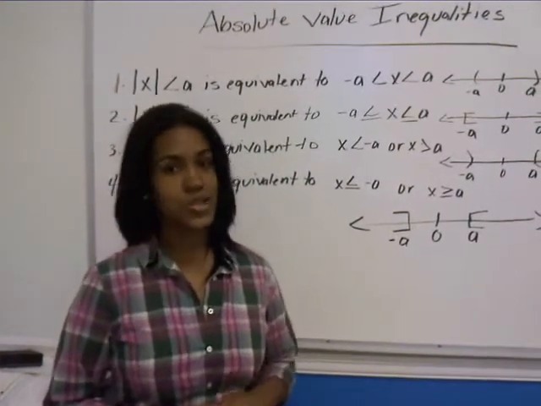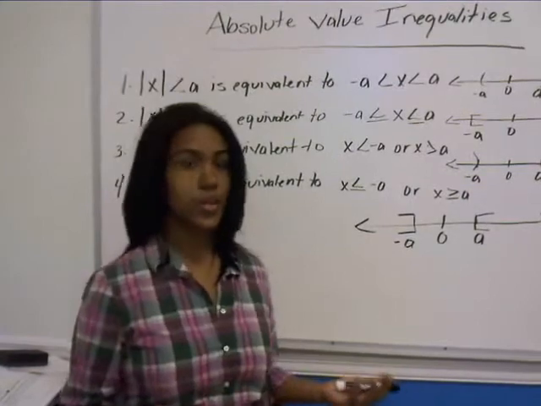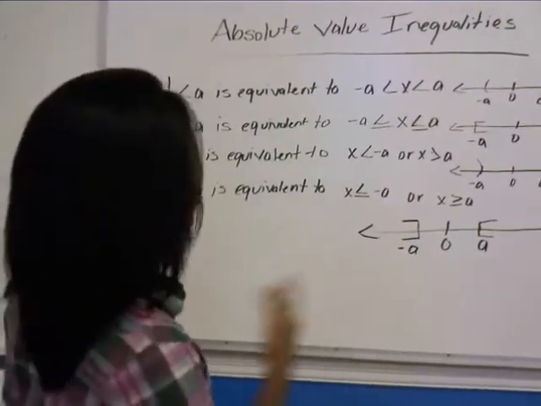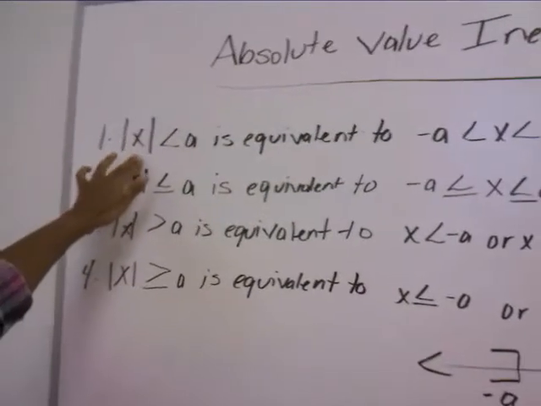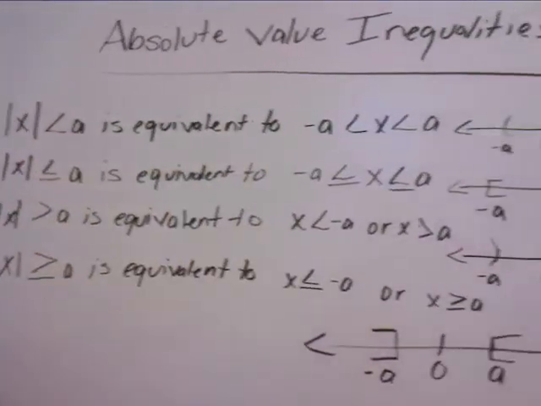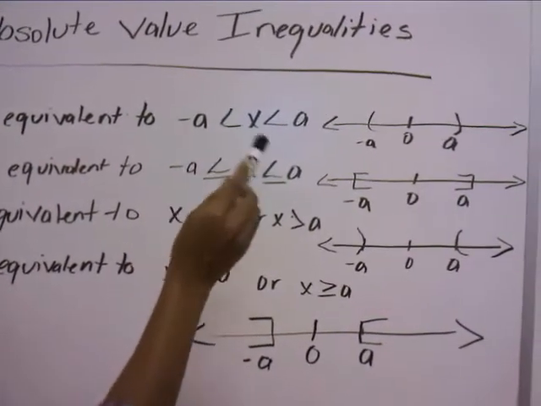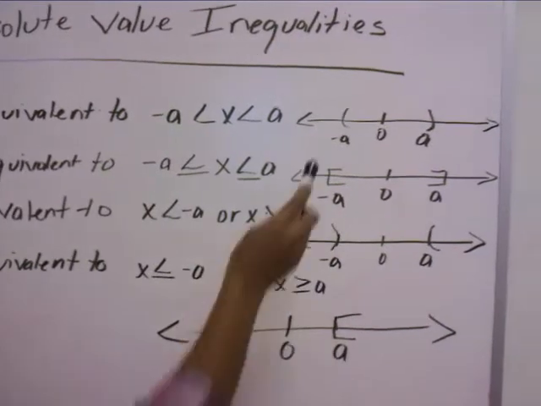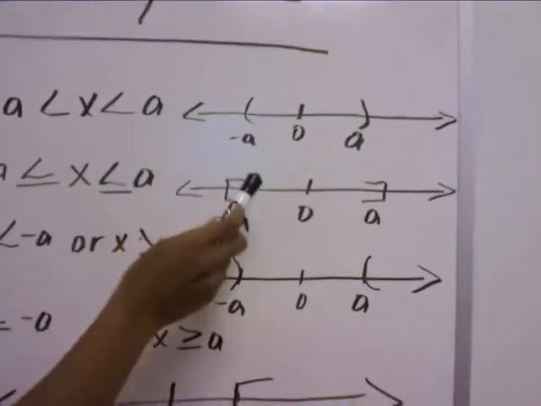Hi, today I'm going to be teaching you about absolute value inequality. Before we can do a problem, you need to know that there are 4 properties of an absolute value inequality. First property: the absolute value of x is less than any number. This is equivalent to any negative number is less than x, and x is less than any positive number. Here we put it in parentheses because it is not included.